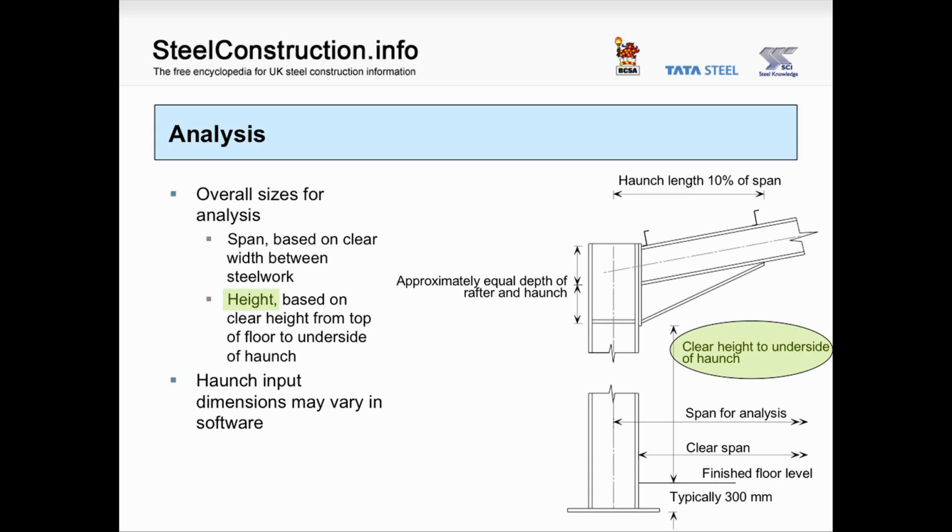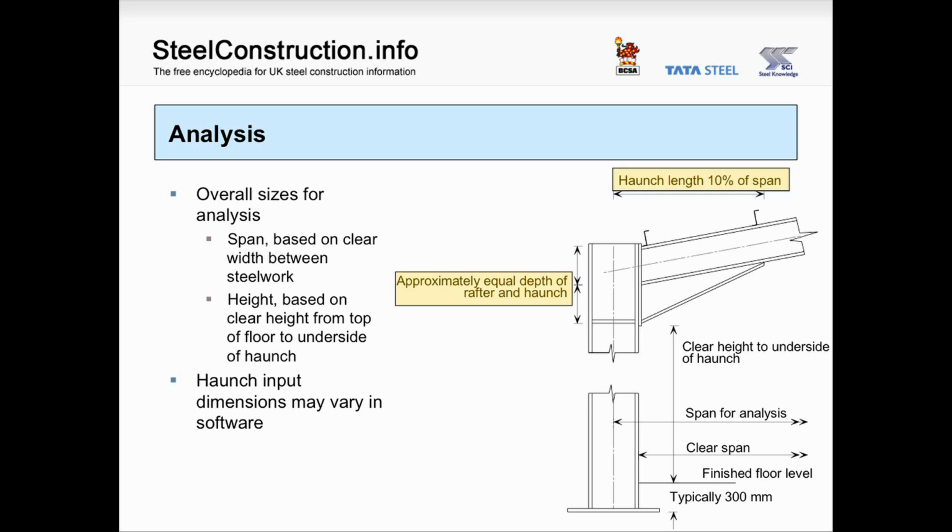And secondly, we need to have some rough approximation for the depth of the haunch. And normally, measured vertically, the depth of the haunch is approximately equal to the depth of the rafter. So we can calculate the nodal height on the centre line of the column. The haunch length is typically chosen to be about 10% of the span, although we must take a little bit of care if we're using bespoke software, because both the haunch length and the haunch depth can be defined in slightly different ways.